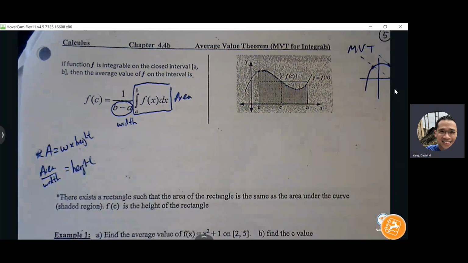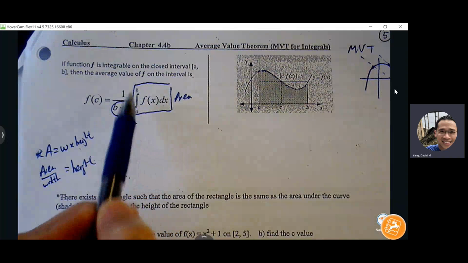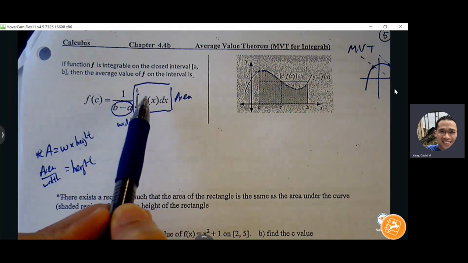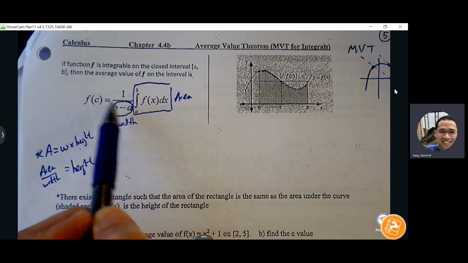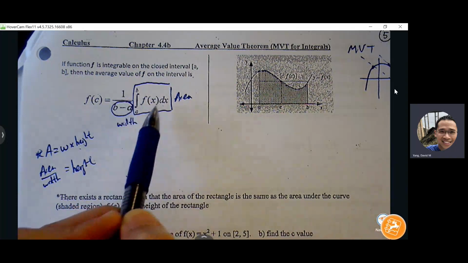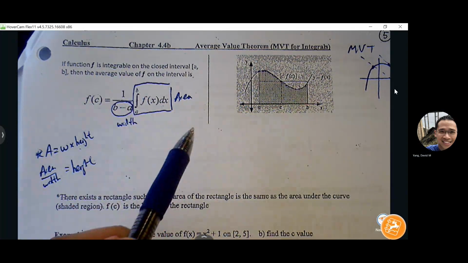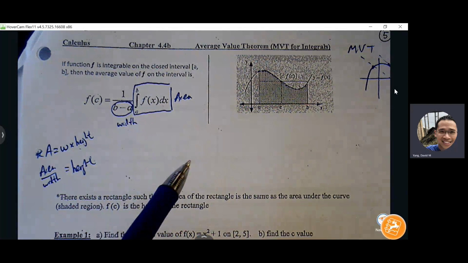The way we find it is we involve the definite integral, and then we divide by b minus a, which it feels simpler just to push out as a fraction. Instead of dividing by, we multiply by the fractional value. But it's really area divided by the width equals the height.